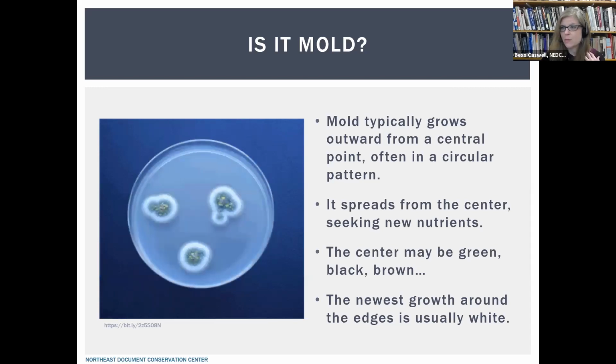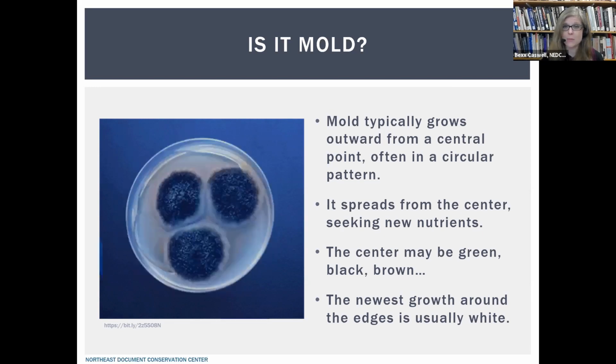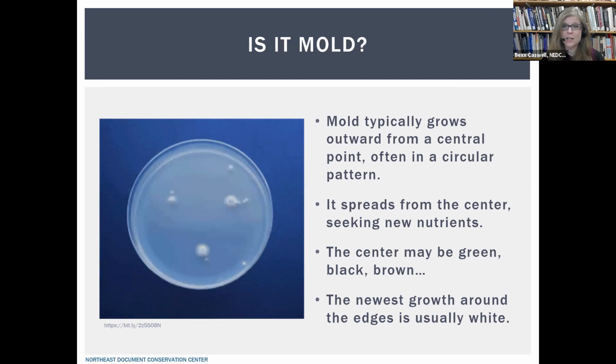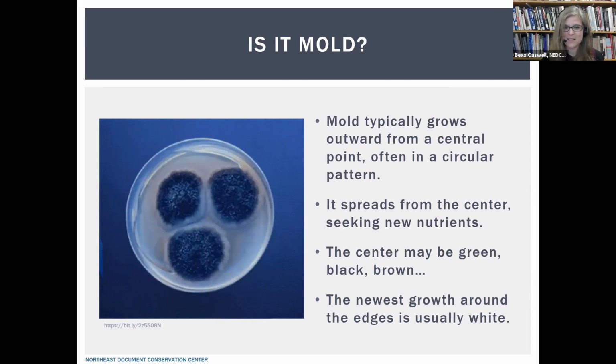So now that we know a little bit about what mold looks like and about how it grows, let's take a look at some examples, and you guys can tell me if you think that they're mold or not. You can either type your answer into the chat, or you can say it out loud to yourself. You can send it to me telepathically. Any of those work.